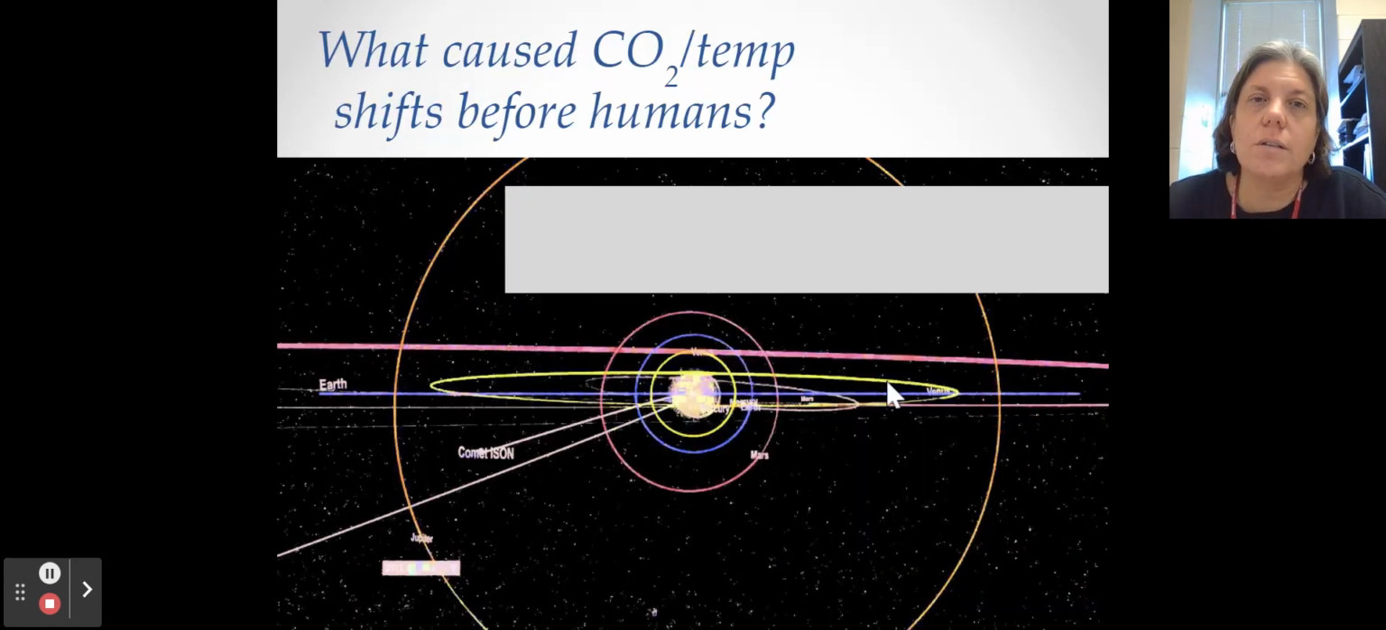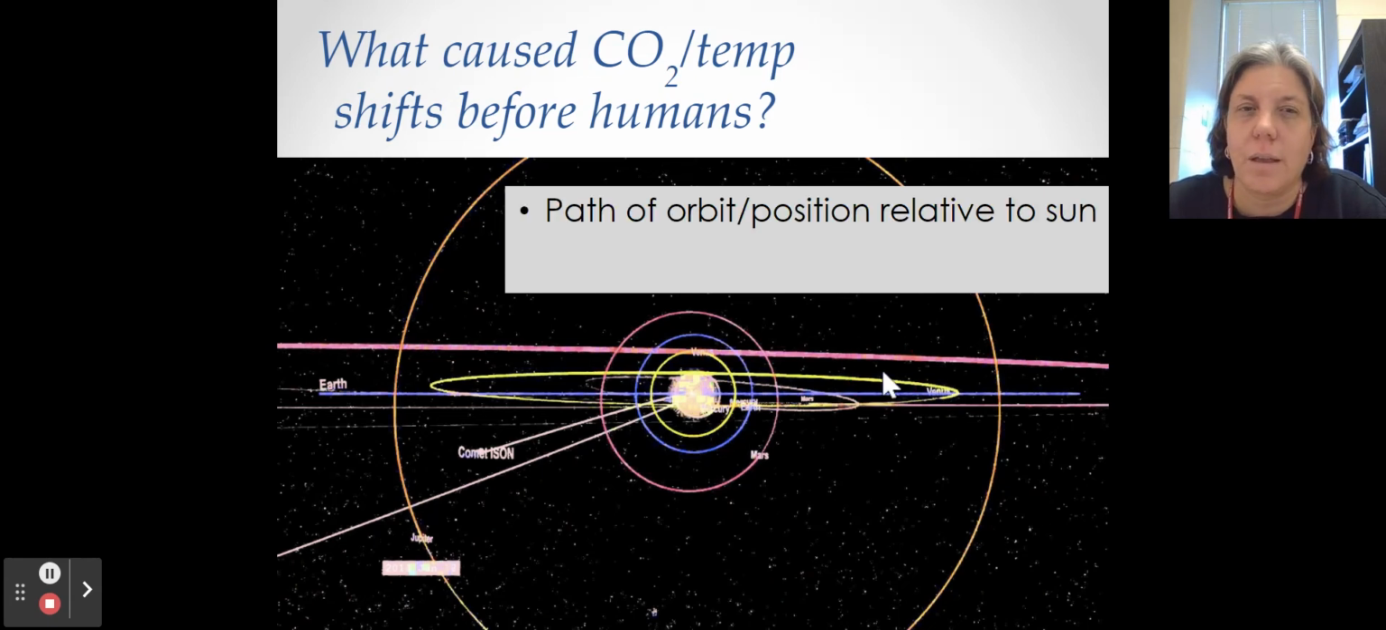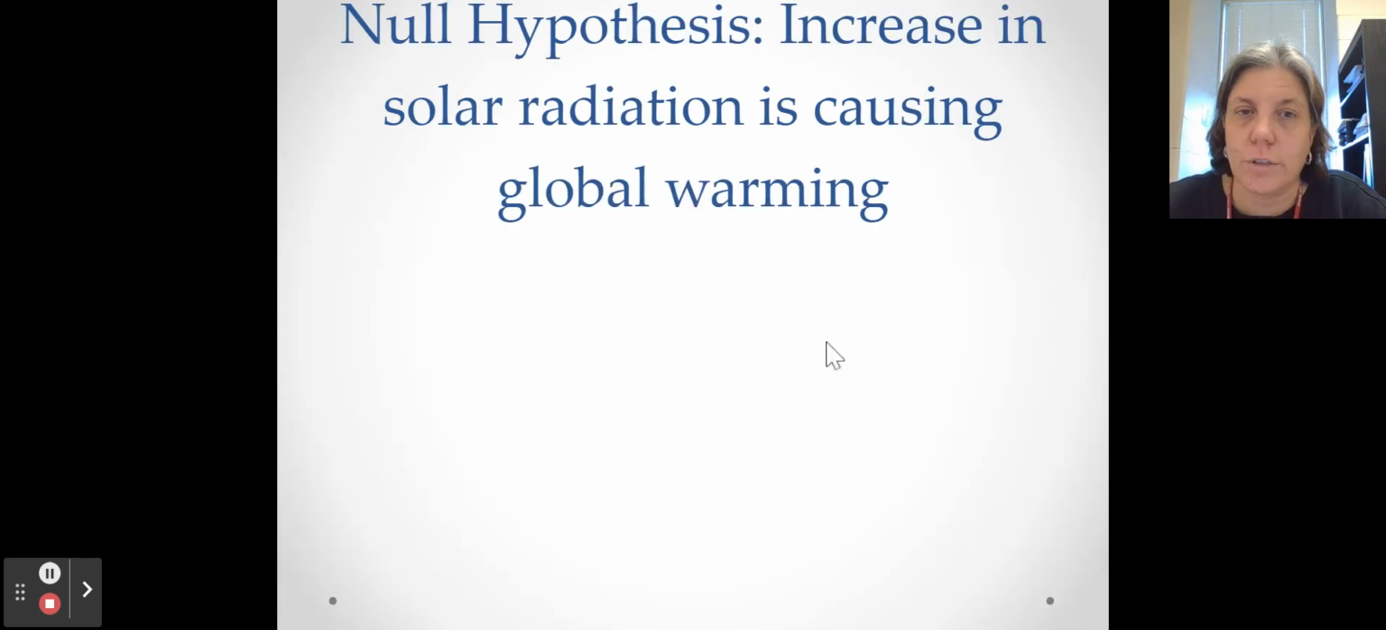So what really caused carbon dioxide and temperatures to shift before humans were around? Because there were shifts. The path of orbit and the position relative to the sun caused a little bit of change. And also, orbital tilt caused a little bit of change. Not a lot, but a little bit of change. So there are natural fluctuations.